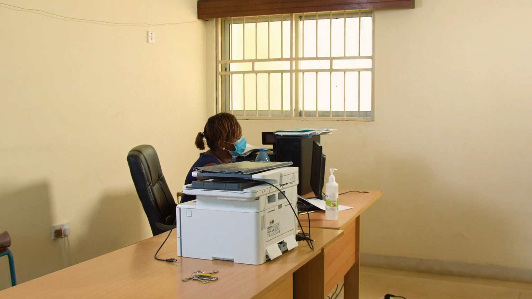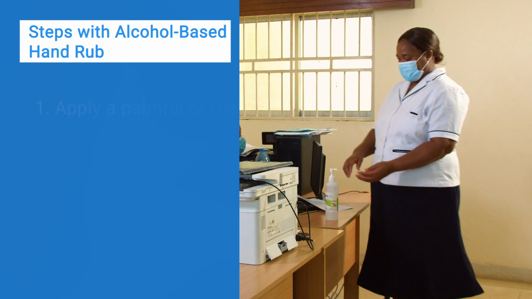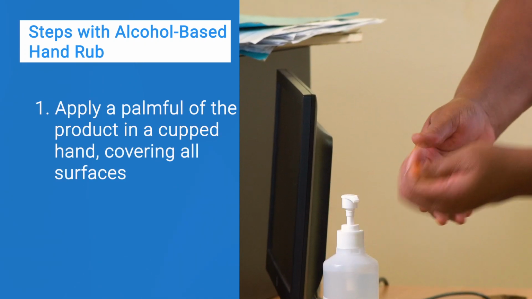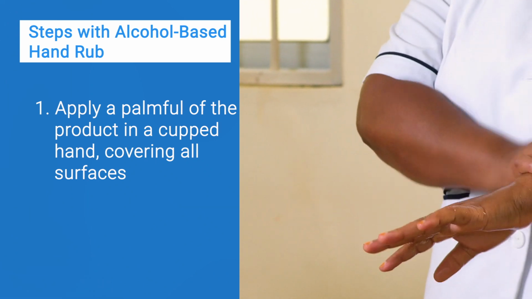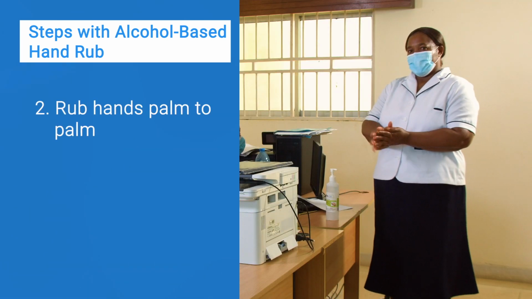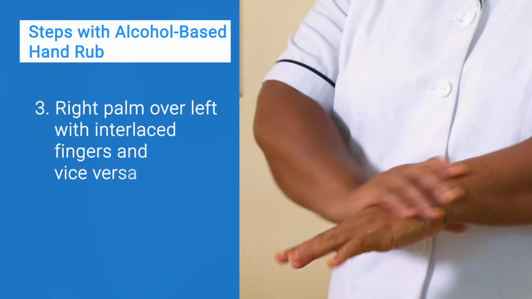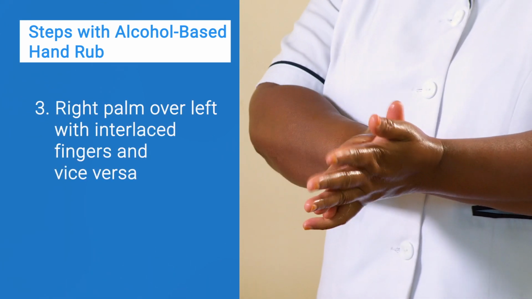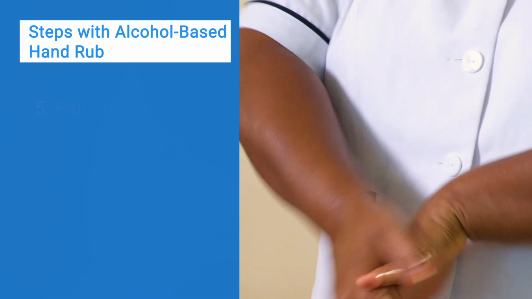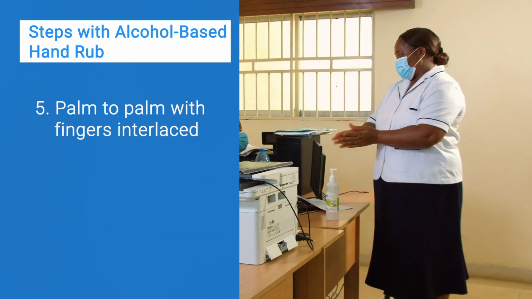I'm going to demonstrate the steps for cleaning your hands with alcohol-based sanitizer. These are the steps to follow. Apply a palmful of the product in a cupped hand, covering all surfaces. Rub hands palm to palm. Right palm over left with interlaced fingers and vice versa. Palm to palm with fingers interlaced.